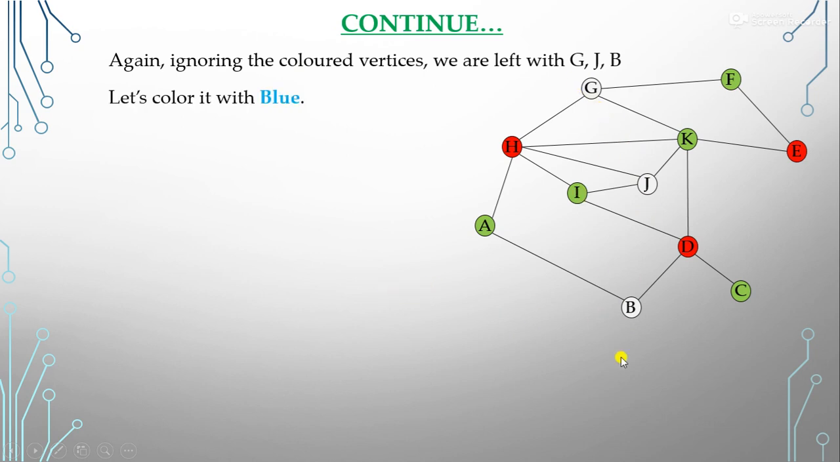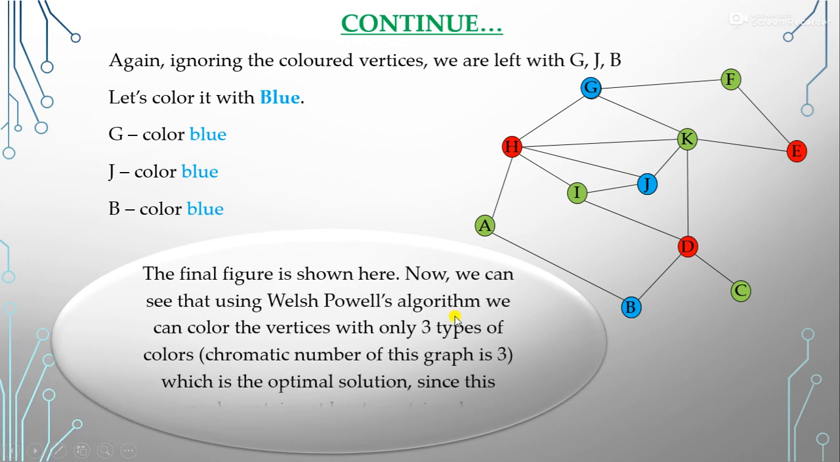Suppose we use blue color now. First we color G blue. After that J. Can we color J blue? Yes, because it is not connected to G, so we can color J blue. After that B. We can color B blue because it is also not connected to G and J, so we color B blue. Now you can see that all vertices have colors. So our process is complete now, and the final figure is like that.